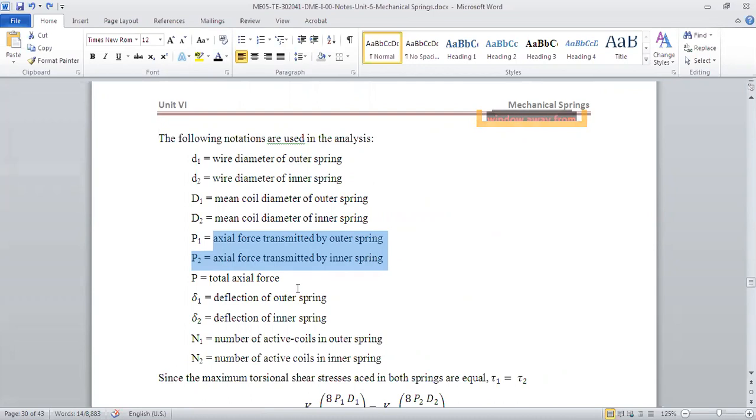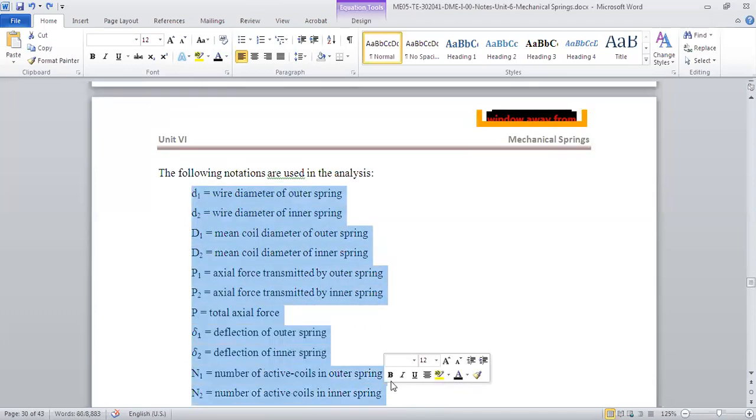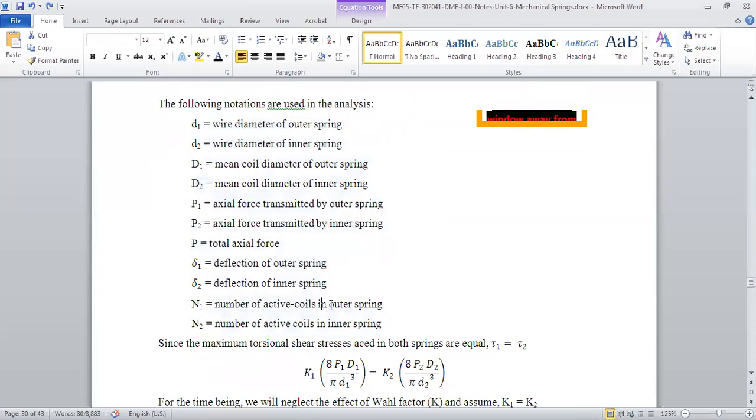So P is equal to P1 plus P2. The deflections of the outer spring and inner spring are delta 1 and delta 2. Deflection of both springs is the same, so delta 1 is equal to delta 2. The number of active coils in the outer spring is N1 and in the inner spring is N2. These are the configurations and dimensions we are going to use, and then we will do the design of the spring.